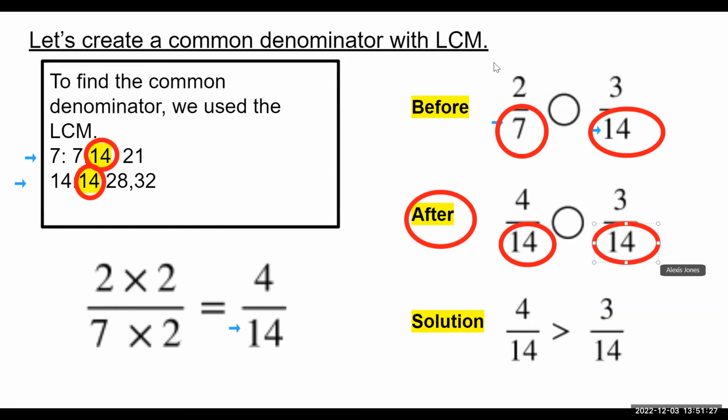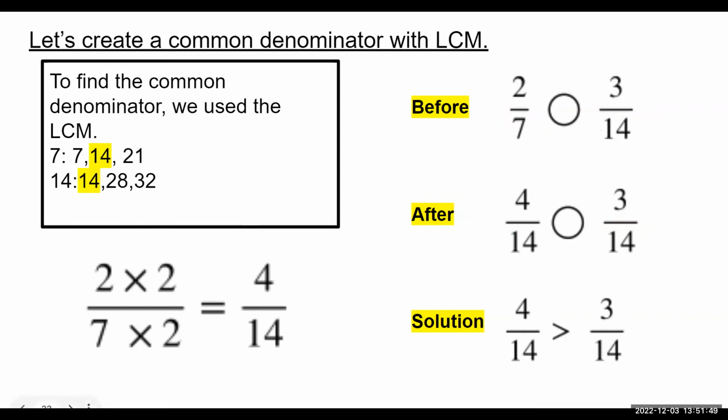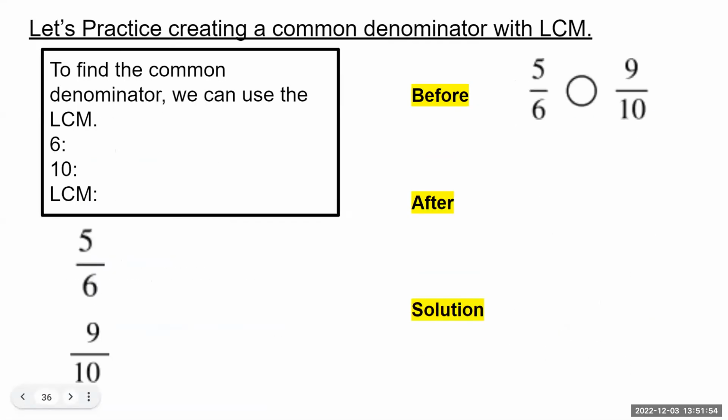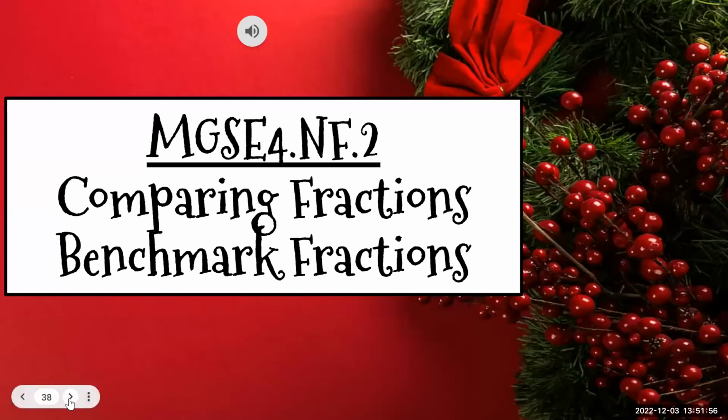Now, this is a concept that does take practice. It does take time. Once scholars get comfortable with identifying that common denominator, they'll be able to easily compare fractions at a faster rate. Now, I want to go over one more strategy that scholars will use to identify fractions at a faster rate, and this will give them the luxury to compare fractions using benchmark fractions.